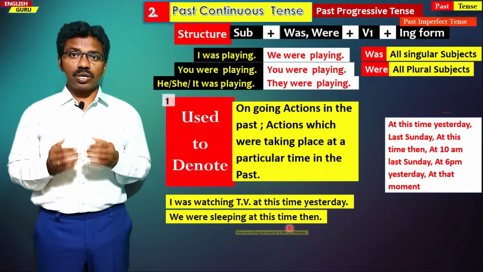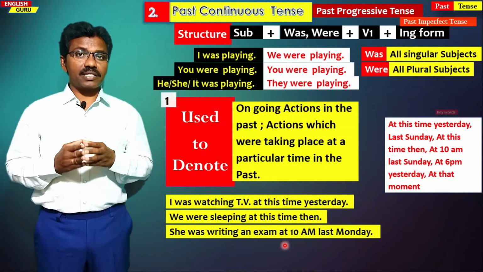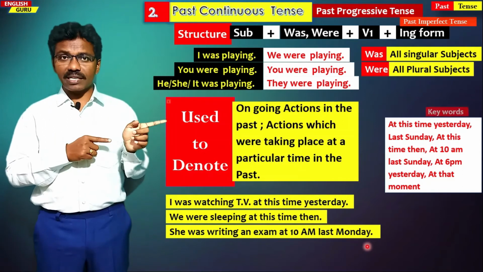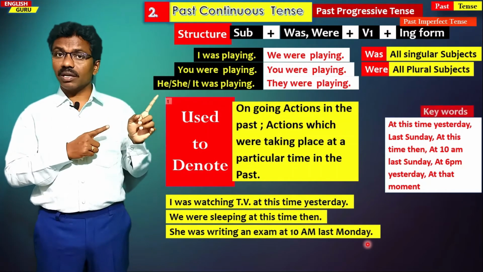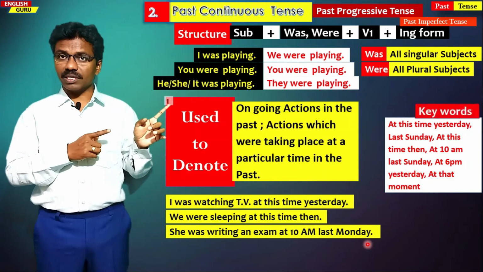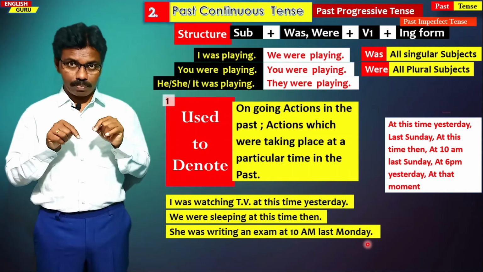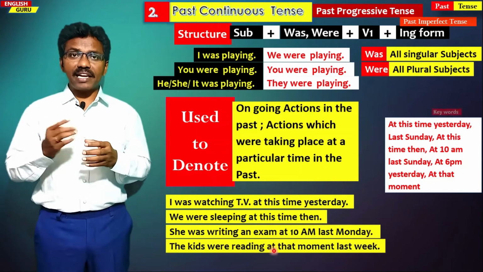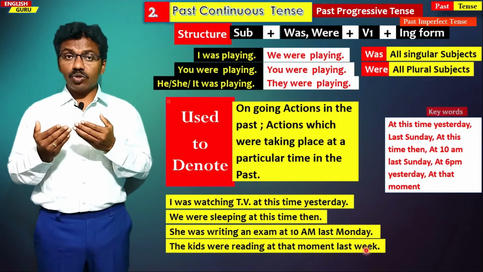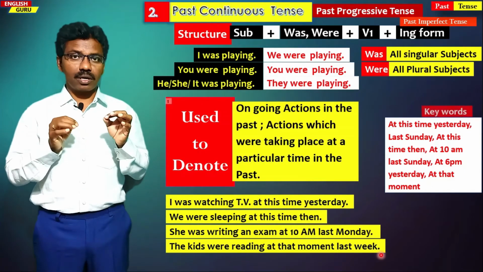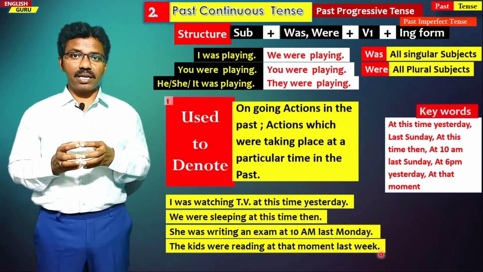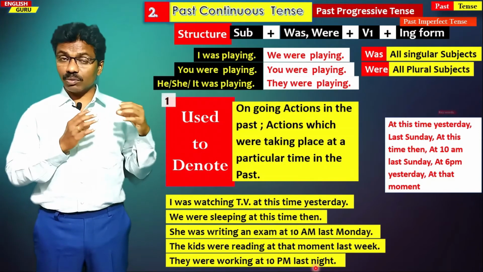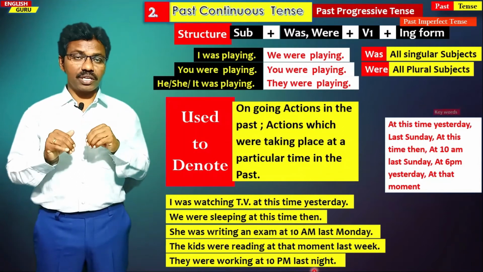So in the next sentence, she was writing an exam at 10 a.m. last Monday. So you are talking about this Monday, that she was writing an exam at this time last Monday. So that was completed. She was continuing at this time, but now she is not. In a similar manner, the kids were reading at that moment last week. At that moment they were reading. Kids were reading, not right now. In a similar manner, they were working at 10 p.m. last night. Last night they were working at 10 p.m., not today's night.